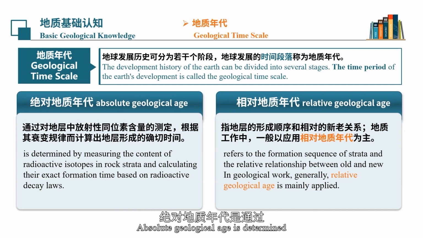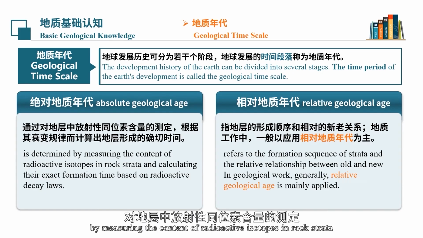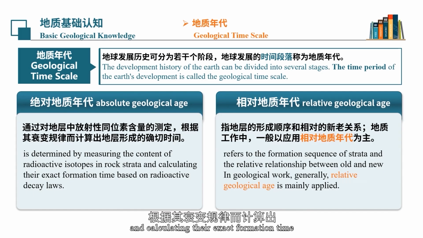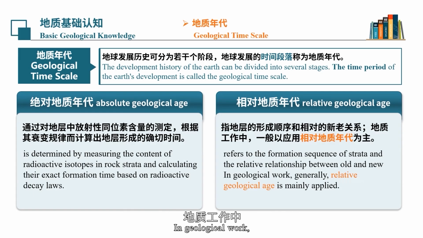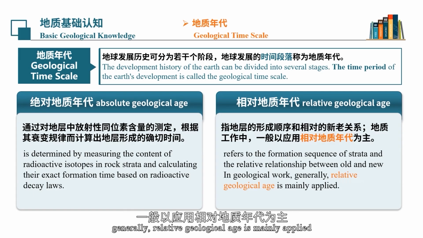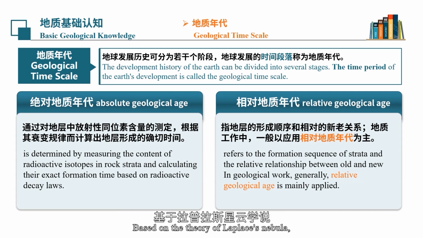Absolute geological age is determined by measuring the content of radioactive isotopes in rock strata and calculating their exact formation time based on radioactive decay laws. Relative geological age refers to the formation sequence of strata and the relative relationship between old and new. In geological work, generally, relative geological age is mainly applied.